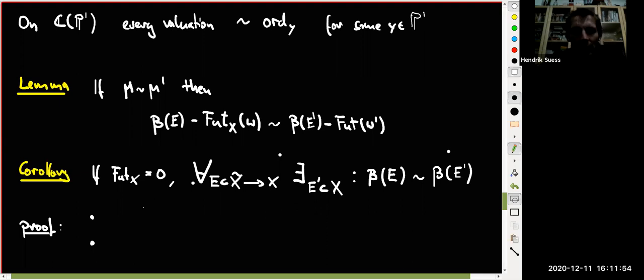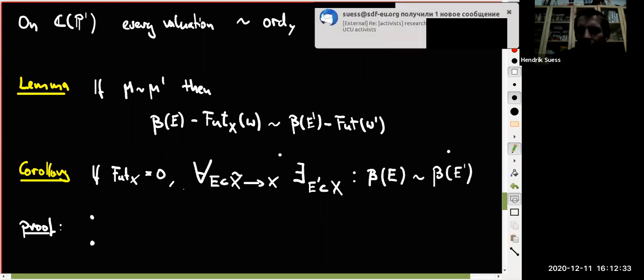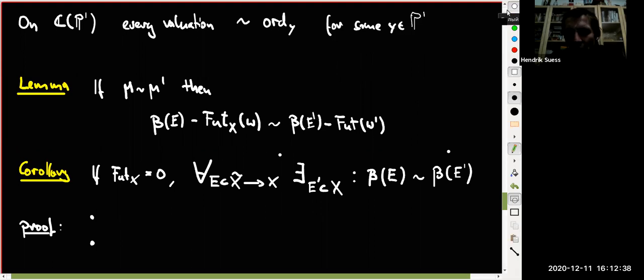So the corollary here is that if we are in the situation that the Futaki character is zero, then if we pick any divisor over our variety X, so sitting in some X tilde above X, then we can actually find a prime divisor on X itself, which I denote by E prime, such that the beta invariant of the first divisor E is actually proportional to the beta invariant of the divisor E prime. And the consequence of this is, of course, it will be sufficient to check divisors on X instead of all divisors over X, right? So recall that by proportional, I mean, indeed, that it just differs by a positive constant. Okay.